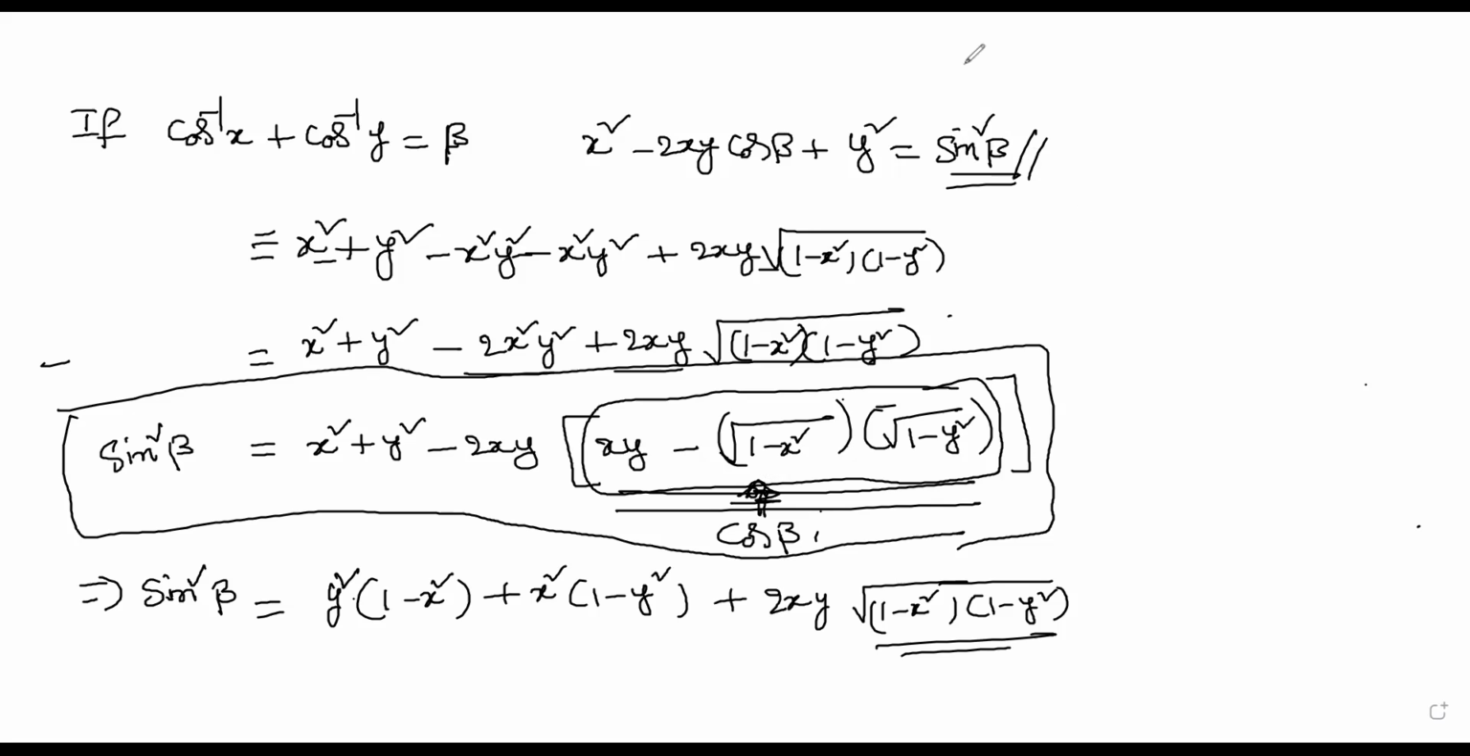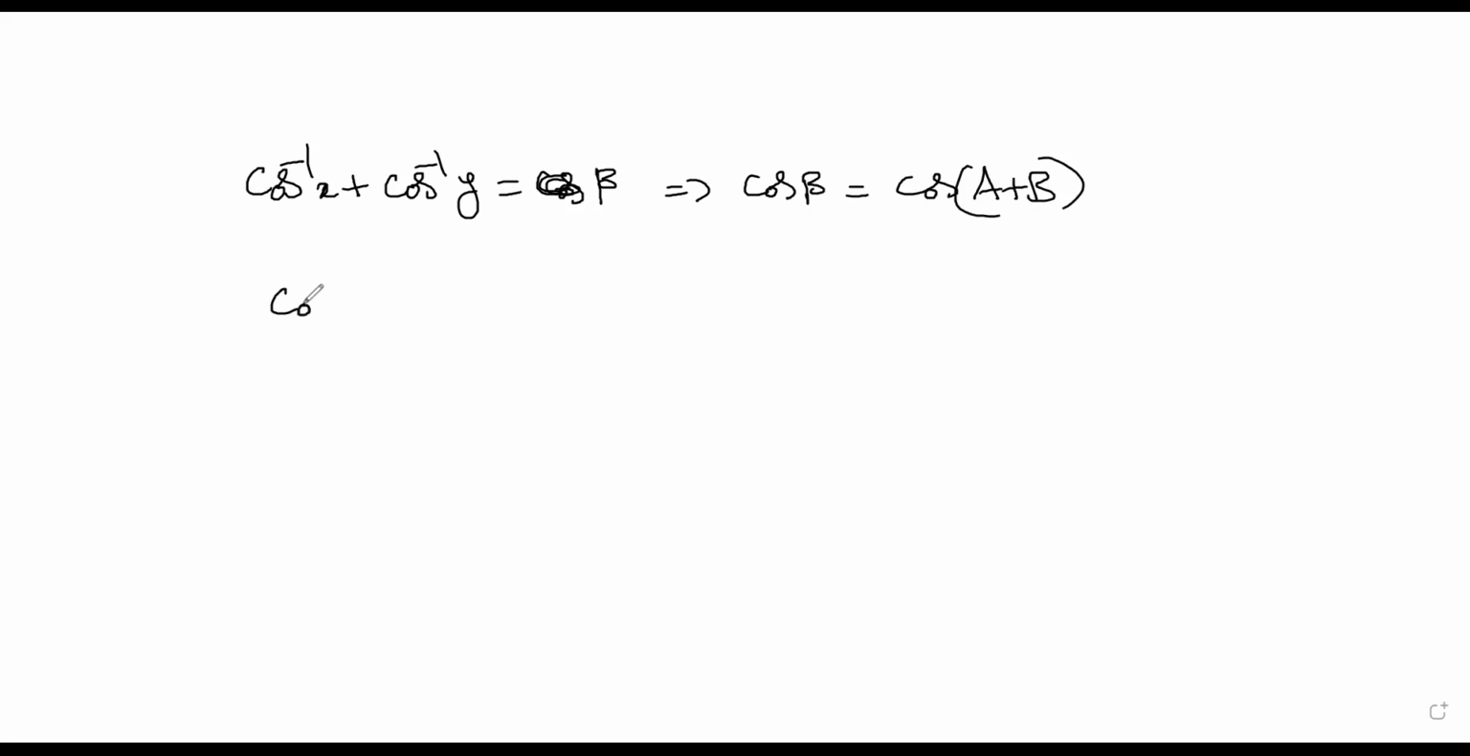So we had to see the last part. You have cos inverse x plus cos inverse y is equal to beta they have given. Why does cos beta become that? So let us take cos beta. Cos beta is like cos of a plus b. We assume that cos inverse x and cos inverse y are a and b. So cos beta happens to be cos of a plus b, which is cos a cos b minus sin a sin b.